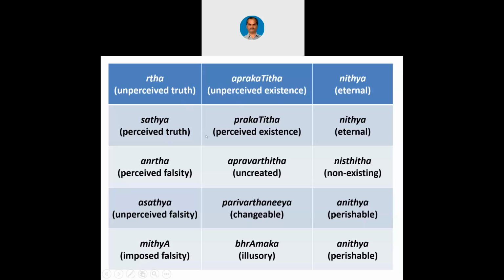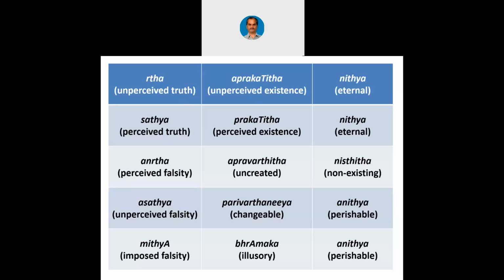For example, whatever is seen, whatever is felt, whatever is experienced, that is prakatita, means manifested. Whatever is manifested is perceived and experienced. Now that is Satya. It is the perceived truth. But there is that unperceived existence. In the prakatita, there is aprakatita. Means in whatever is manifested, there is an unmanifested one. That unmanifested one is not actually perceived directly.